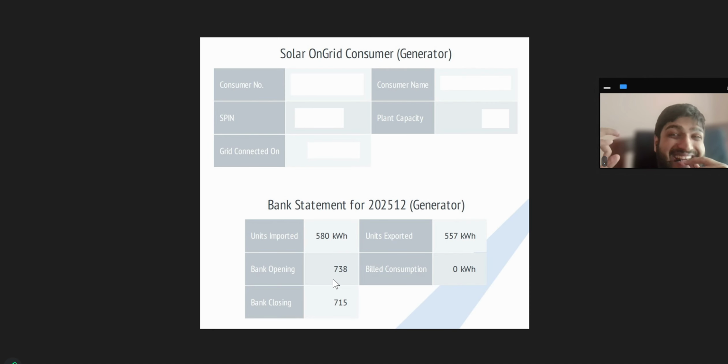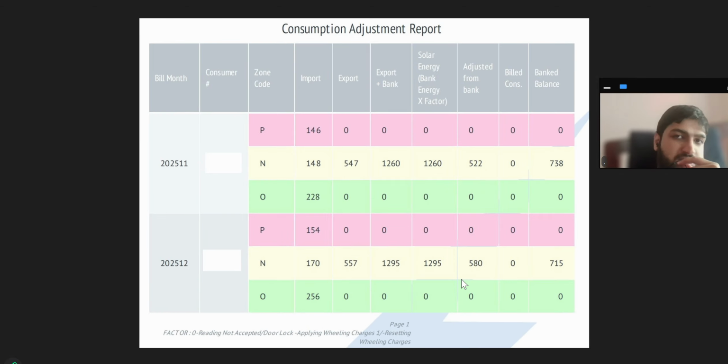Now, since the net export is minus 23, you have to do 738 plus minus 23. That is 715. Your bank units has decreased because it is adjusted from the import of 23 units from the grid. That's how bank closing is calculated. The bill consumption will be zero.